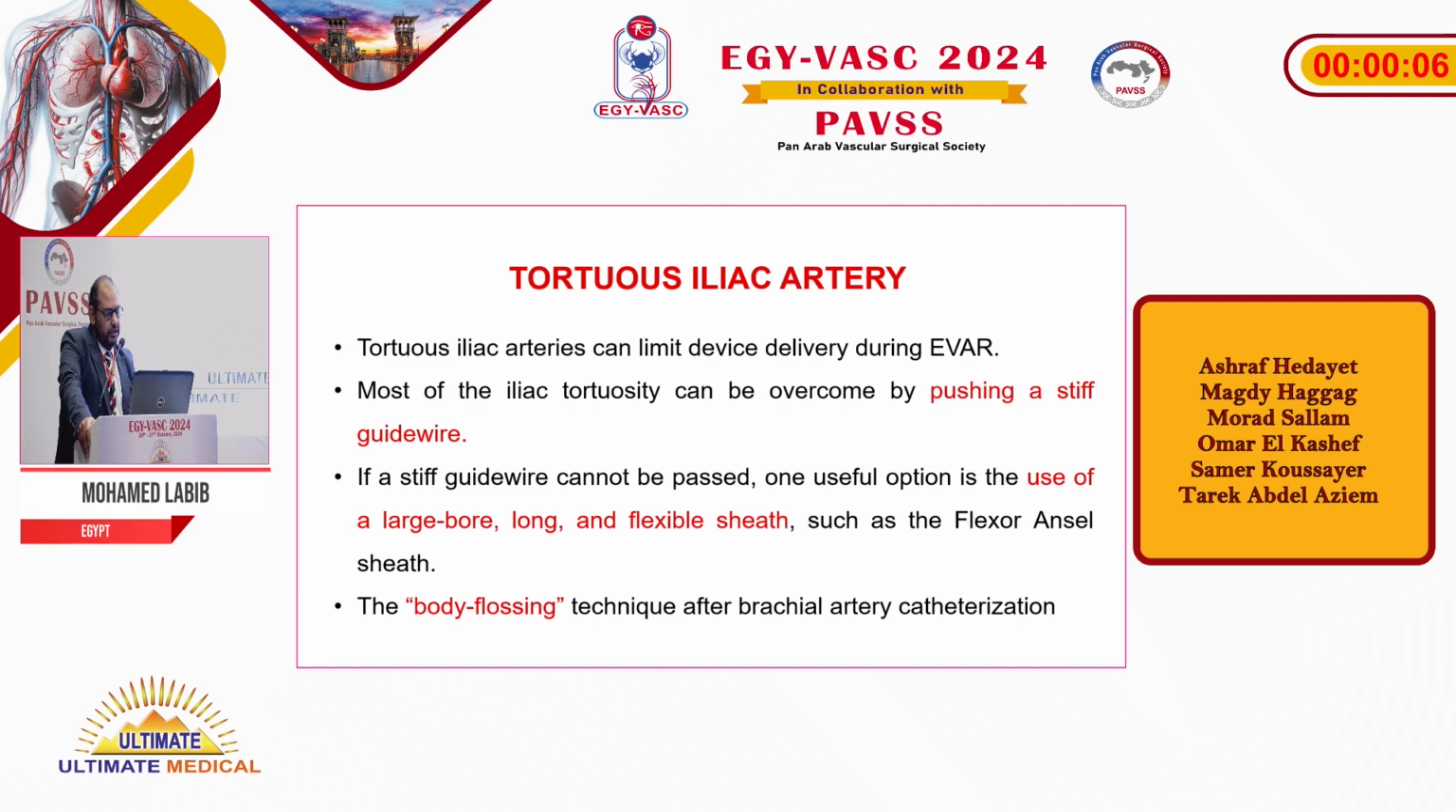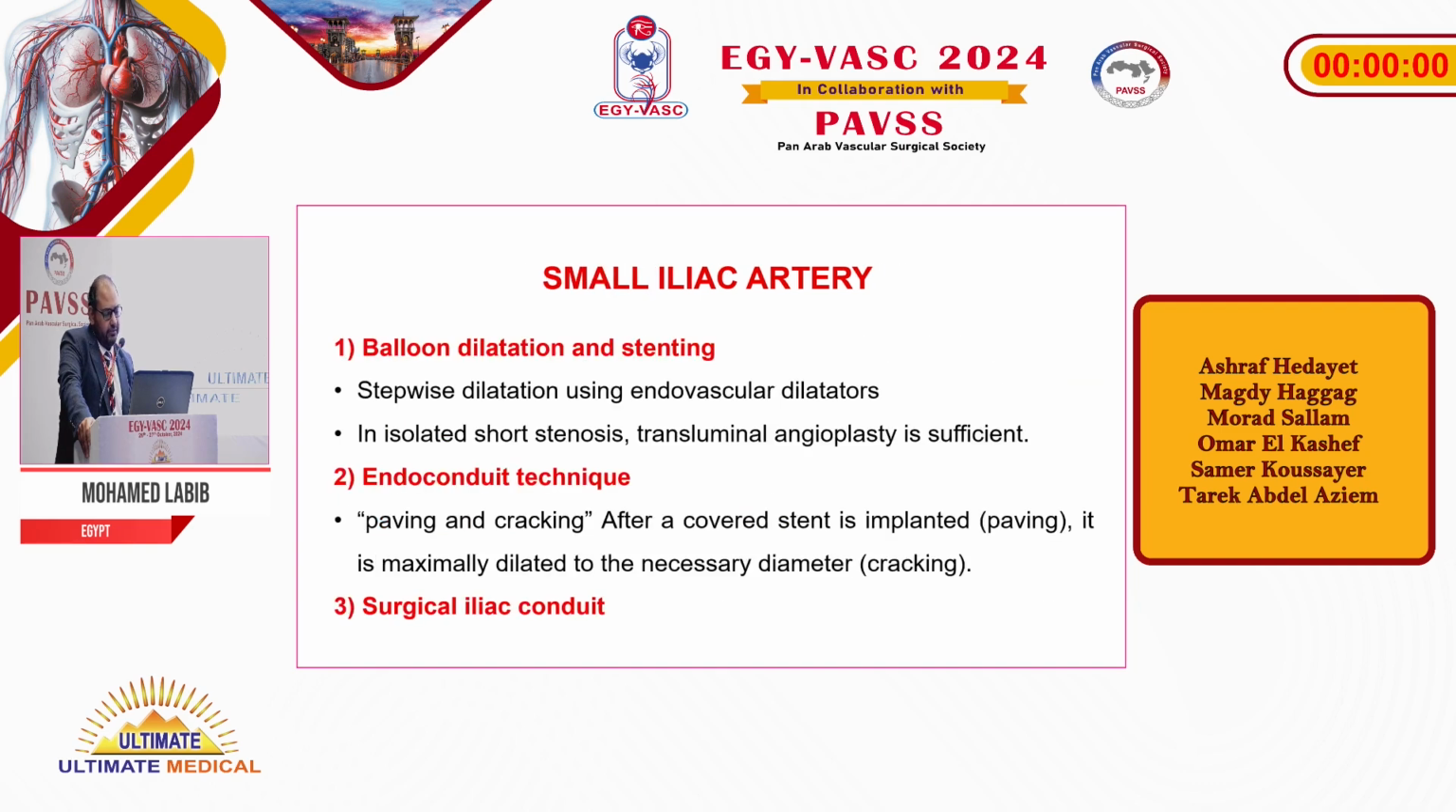Another hostile anatomy is a tortuous iliac artery, especially with an iliac tortuosity index of more than 1.6. It may limit the device delivery. Some tips that we use: pushing a stiff guide wire to straighten the iliac axis. If that fails, we use a large, long, and flexible sheath, such as the Flexor Ansel sheath from Cook. The last choice is the body floss technique, using a through-and-through wire after brachial artery access.